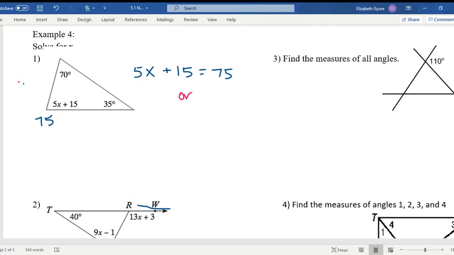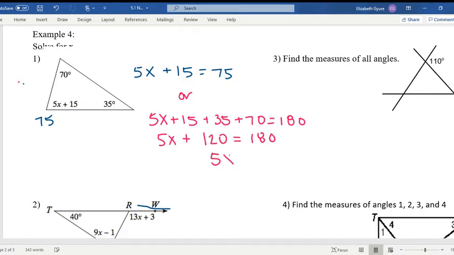But the basic equation that you would set up is 5x plus 15 plus 35 plus 70 equals 180. At its base level, that is the equation you would do. You add up your three angles, you set it equal to 180. How you then decide to combine your like terms, subtract things over is up to you, but that's the standard way to set this up. So then I would combine my like terms, and that would give me 5x plus, I think that's 120 equals 180. Subtract your 120 over to get 60.